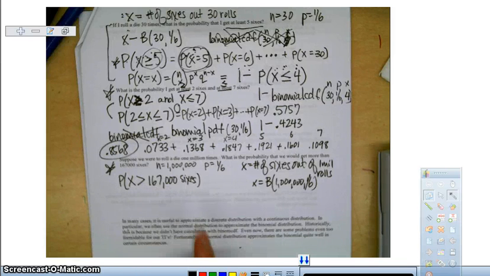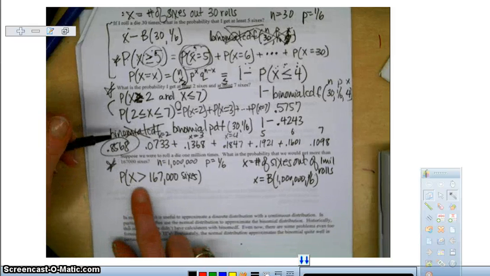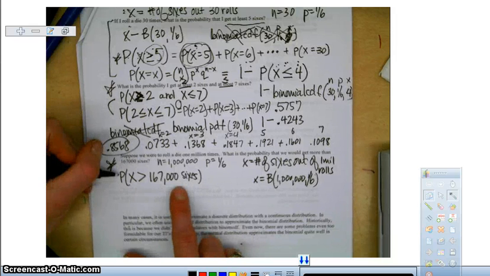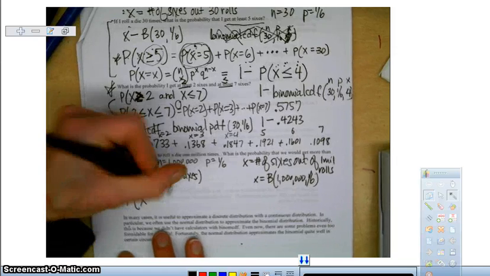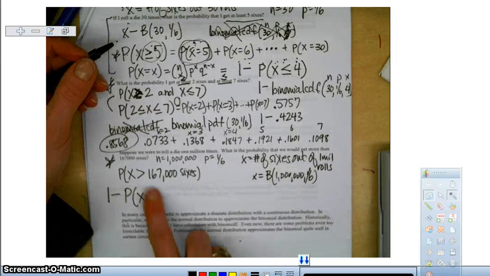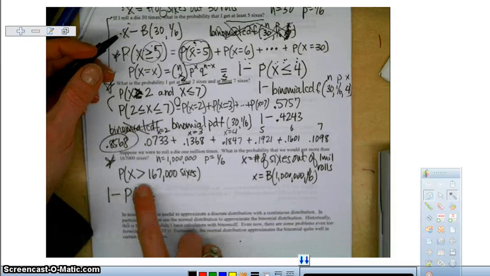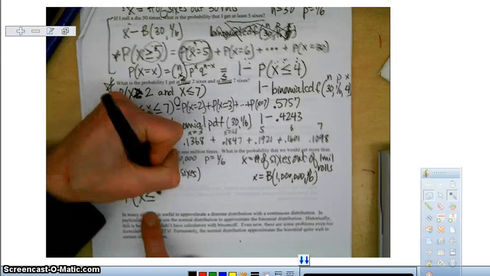Now, this is slightly different now. Greater than, it's not greater than or equal to, is it? No. So, my CDF will not calculate greater than. My CDF calculates less than, right? So what? Very good. 1 minus the probability that X is less than or equal to. Do I need to change the numbers, or can I keep it 167,000? Why can I keep it? Because it's greater than, not greater than or equal. Yeah, it's not included here. So it's okay if it's included here.